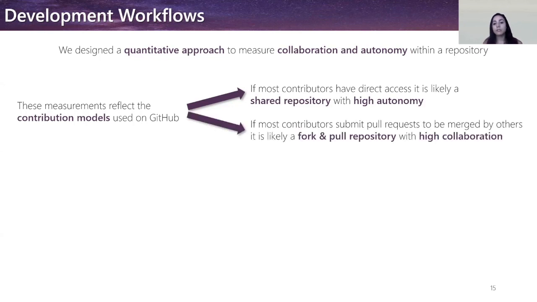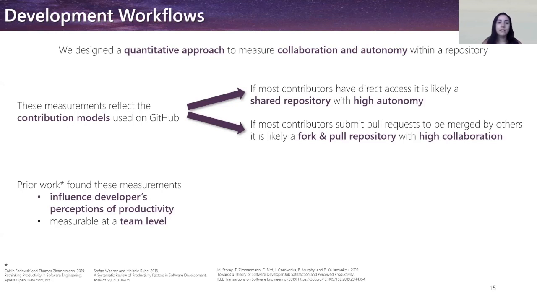If most contributors have to submit the pull request, then it's likely the fork and pull model, and that would indicate high collaboration. Also, prior work found that these specific measurements influence developers' perceptions of productivity, and they can be measured at the team level. So this is a way to sort of look at productivity of an entire team without isolating specific developers.